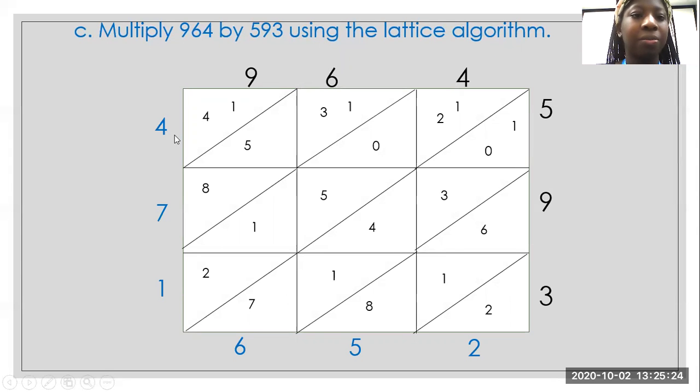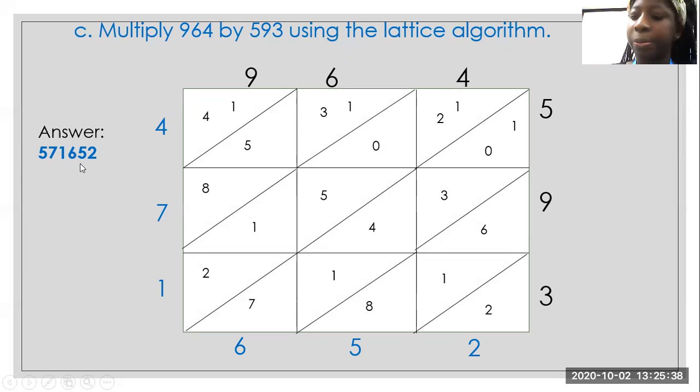Oh, that is 5. Sorry. So our answer would be, okay, I just accidentally did a typo. So our answer would be 571,652.